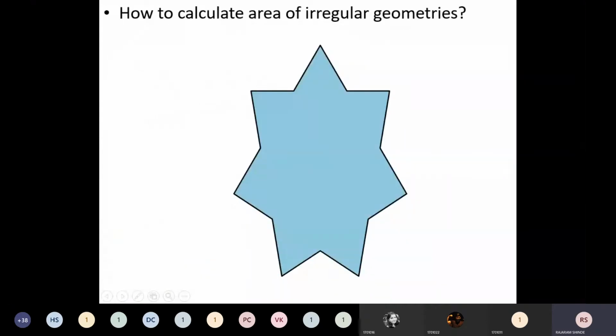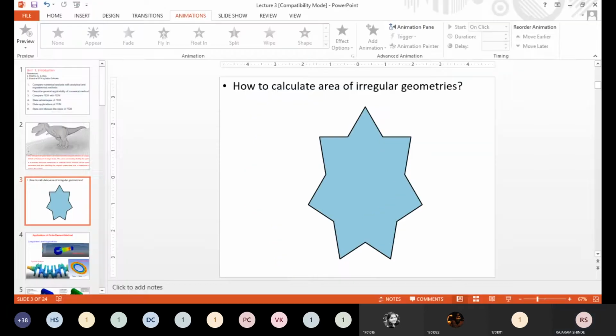Now can anyone tell how to calculate the area of this irregular geometry? Area of this irregular geometry, can anyone tell?